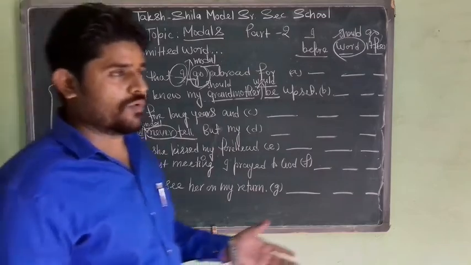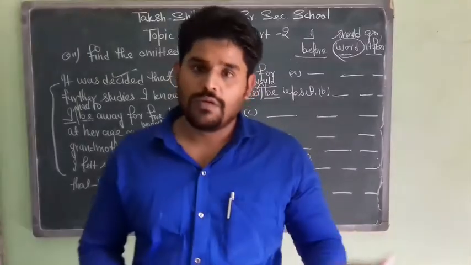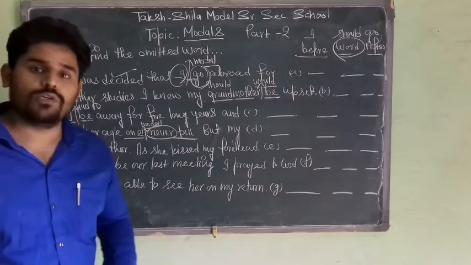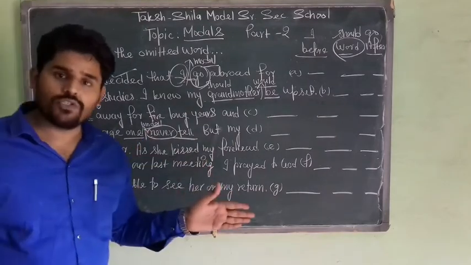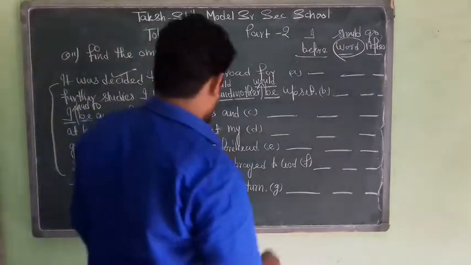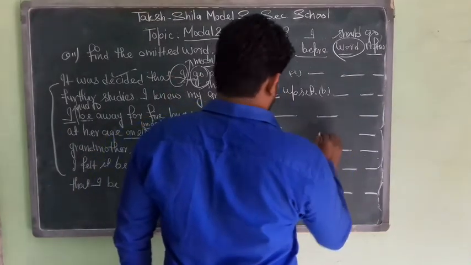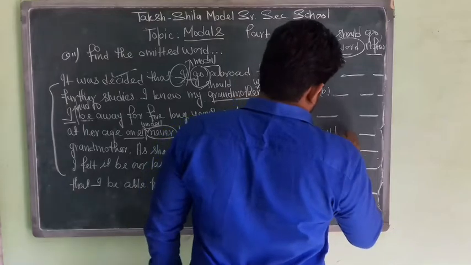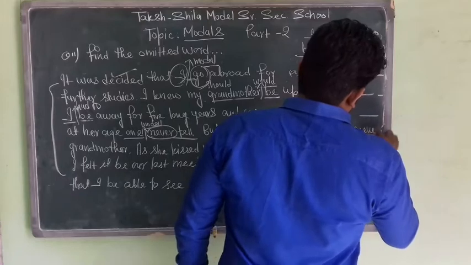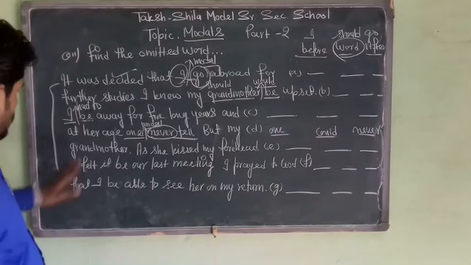Could means ability. So the age at which grandmother was, it was not possible for anyone to tell. It was not one's ability to tell. It was not in one's power to tell. So here the ability or power is shown in the past tense, so we'll use could. So at her age, one could never tell. So before word is one, and middle word is could, and afterward is never. This is how we have to fill in the blanks given in front of the questions.